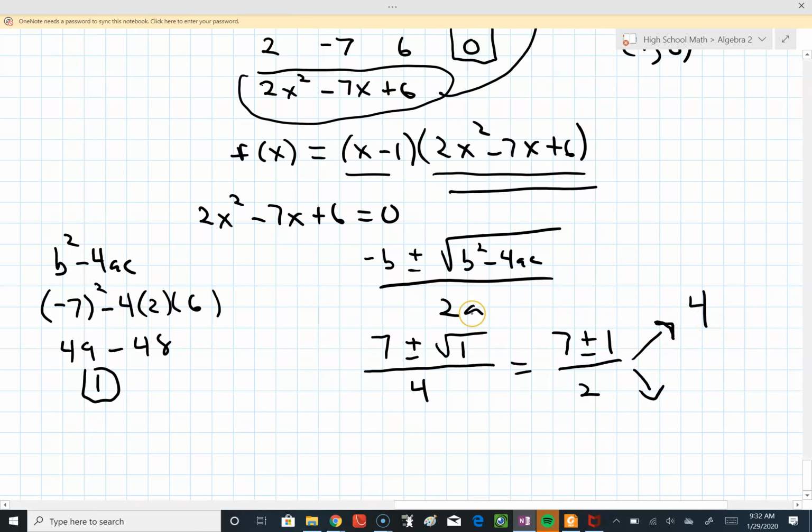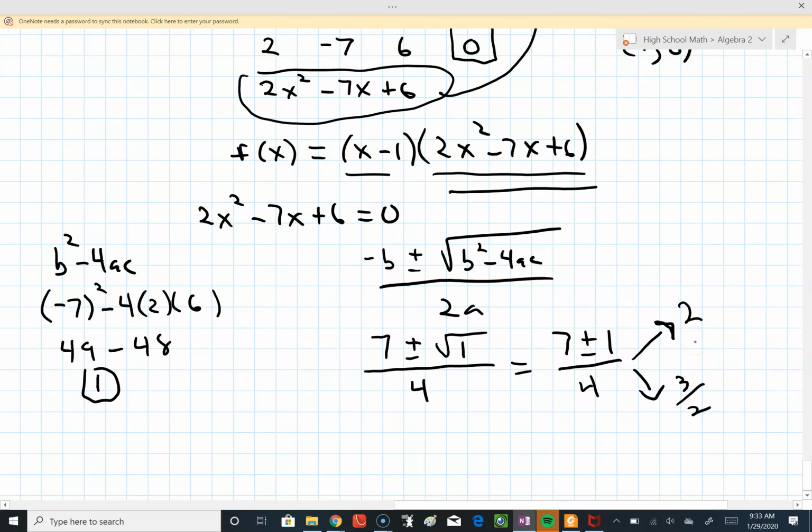Good question. Because what was a from this right here, Rebecca? Good. And it's 2a, so 2 times 2 was a 4 there. Thank you. Forgive me. And good catch. Okay. 7 plus 1 is 8. 8 divided by 4 is 2. 7 minus 1 is 6 divided by 4 is 3 over 2, or 1.5.